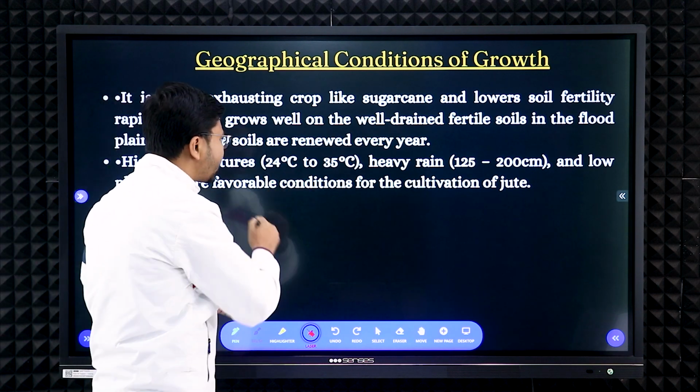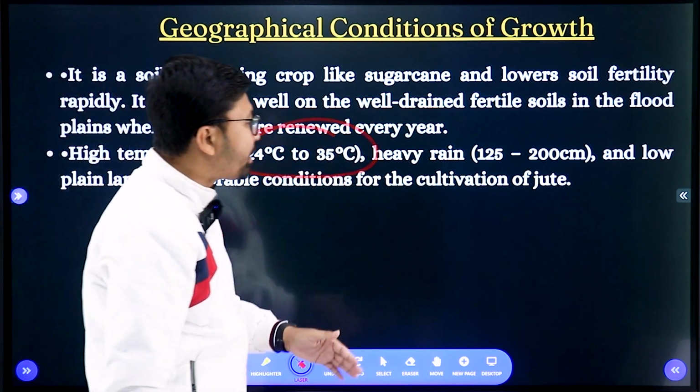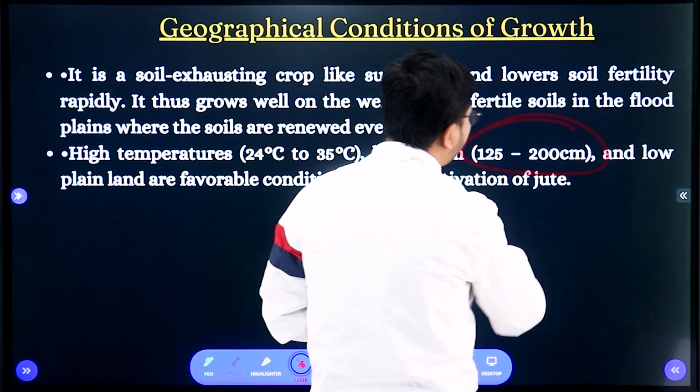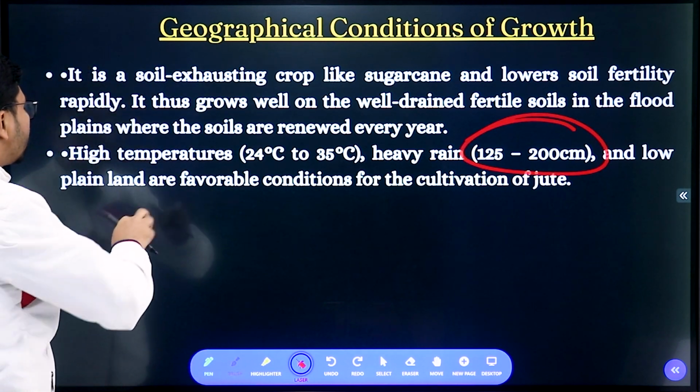What? The temperature. The important thing is the temperature. How much? 24 to 35 degrees Celsius. Rainfall, that is 125 to 200 centimeters of rainfall, right? Those are the required conditions for jute cultivation.